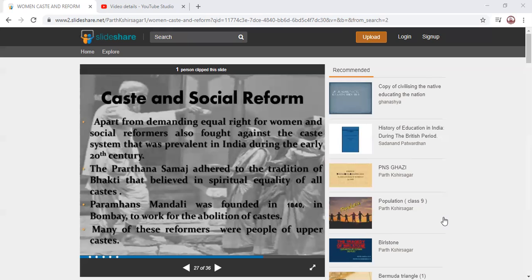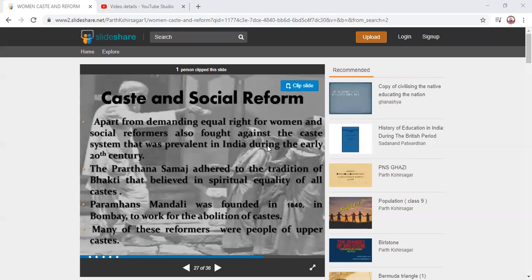Apart from demanding equal rights for women, social reformers also fought against the caste system that was prevalent in India during the early 20th century. British rule thought to improve and change Indian society, which in the long run helped reduce caste orthodoxy. In the first effort, they introduced a uniform administrative, legal and political system that treated all castes equally.